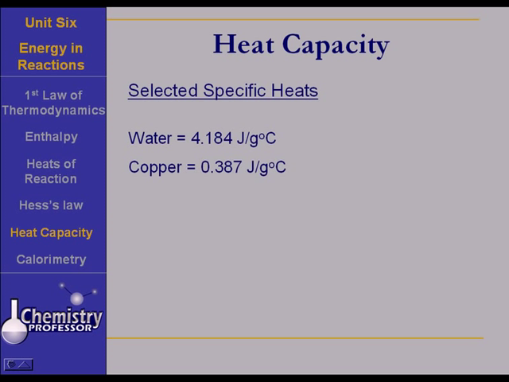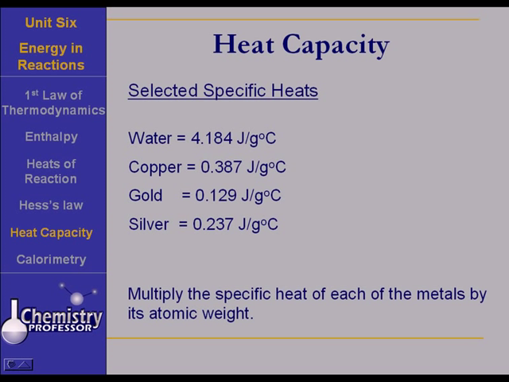But look at copper. Copper is 0.387 joules per gram degree Celsius. That is an awful lot less. That is less than 1/10 of water. And gold is even less. And look at silver. It is also a very, very small specific heat. This tells us that it is very easy to heat these metals.